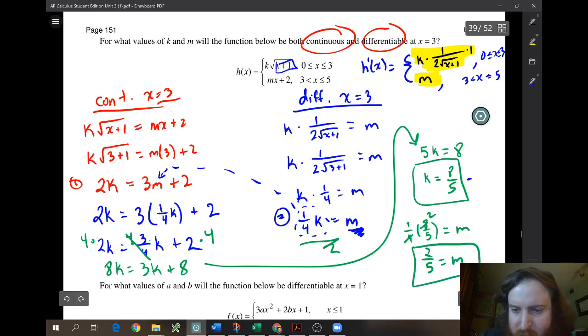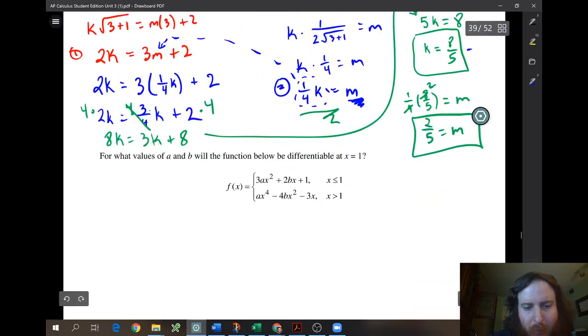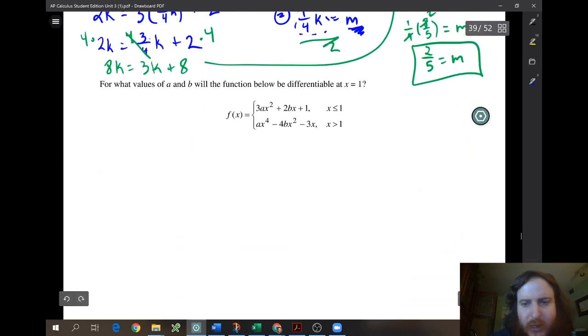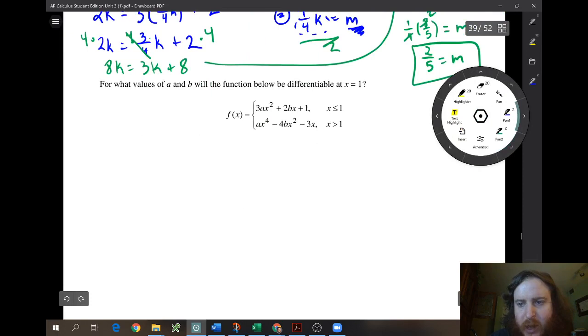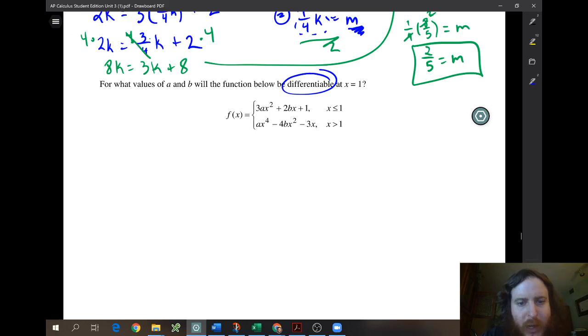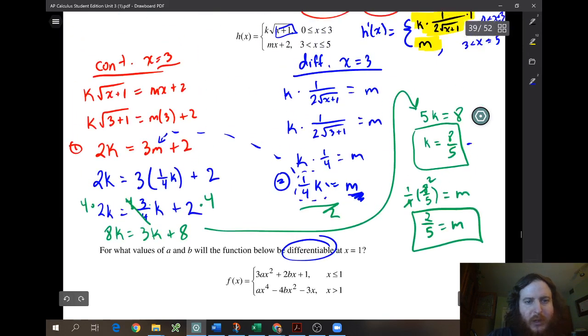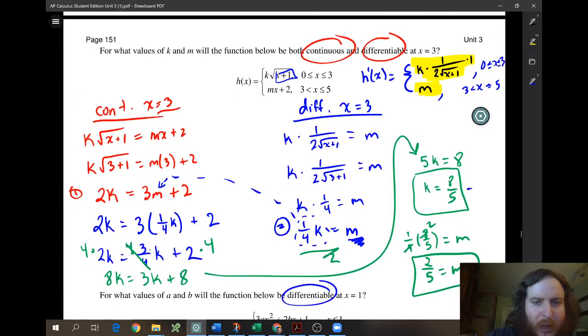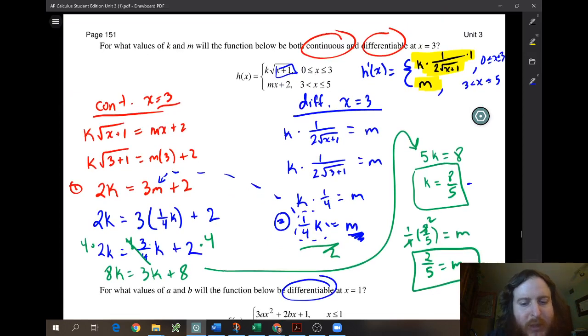So this process is the same for every single one of these questions. What can be different is they might just say differentiable. So they might just say, for what values of a and b will we have differentiable? And what a lot of students do is they just jump straight to the differentiable case. Right up here, we have the continuous side and the differentiable side. They just jump straight to differentiable because that's all they see.